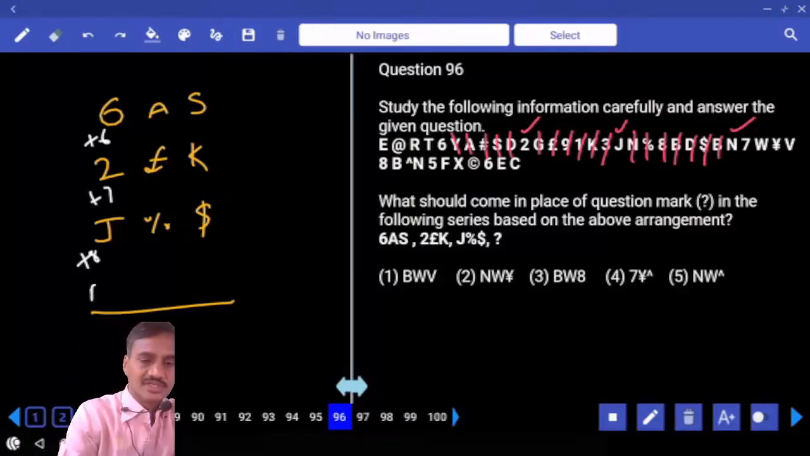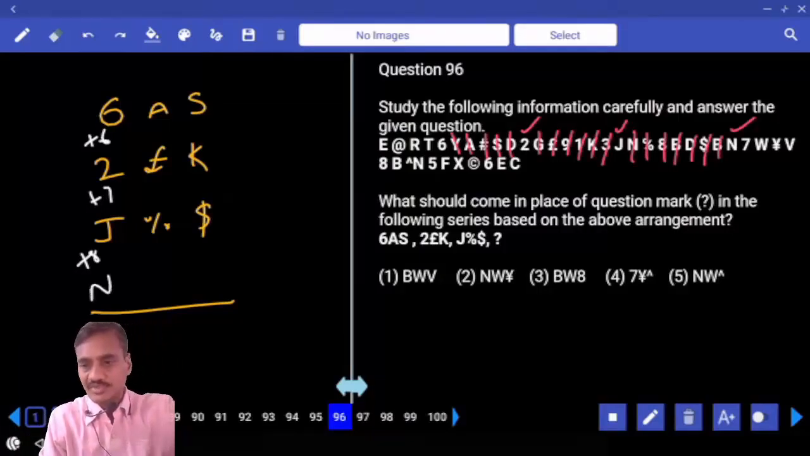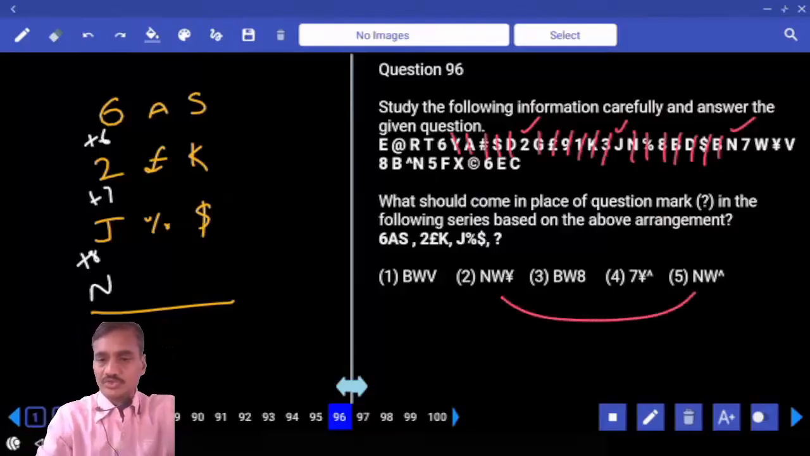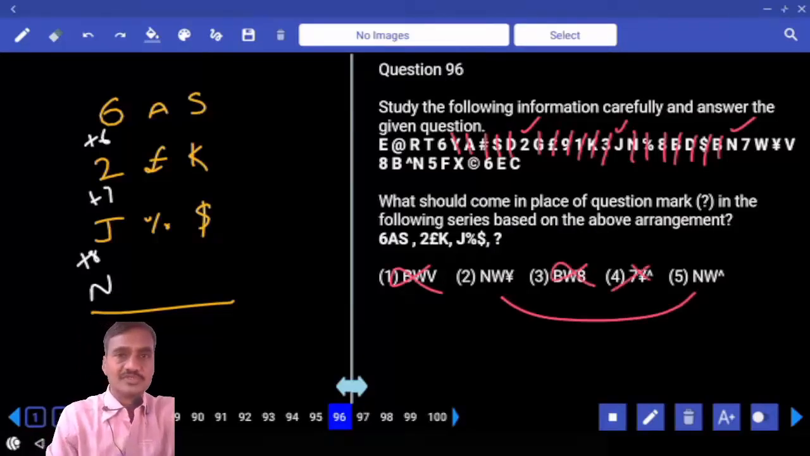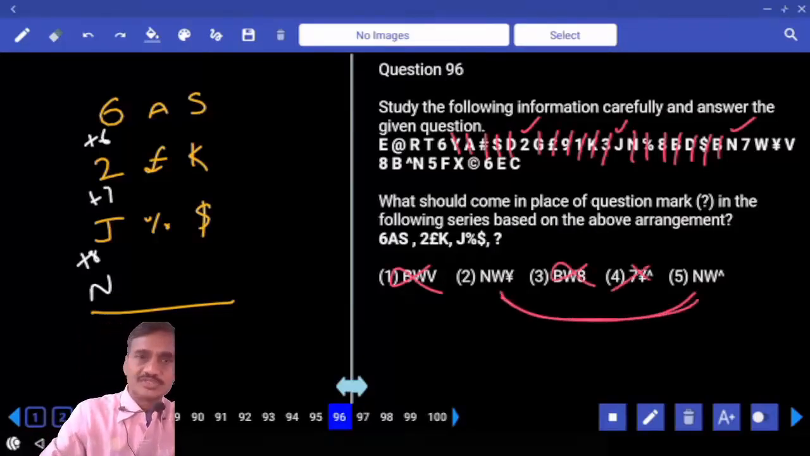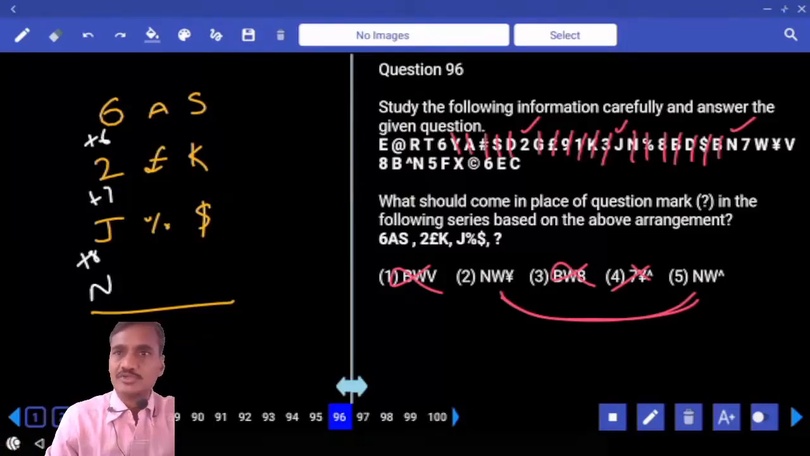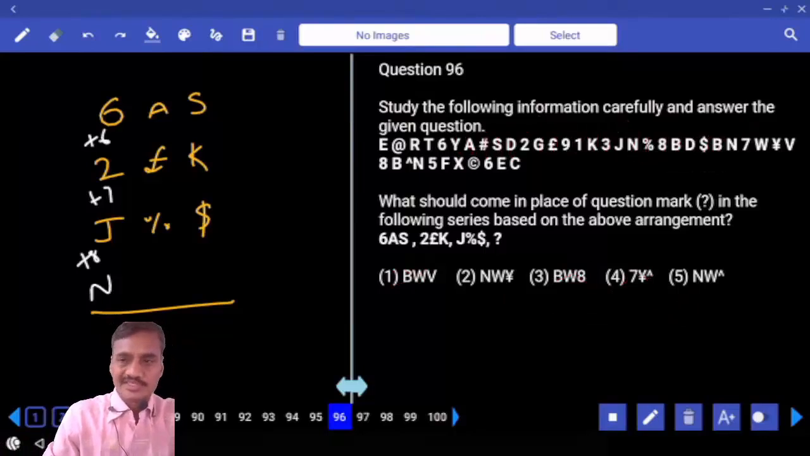And what is your answer here? N. Now the first element should be N. Now only two choices we have with N as the first. In these two choices, the second element is the same, so no need to check the second. Now we need to concentrate on the third one. Now the third one, S and K.